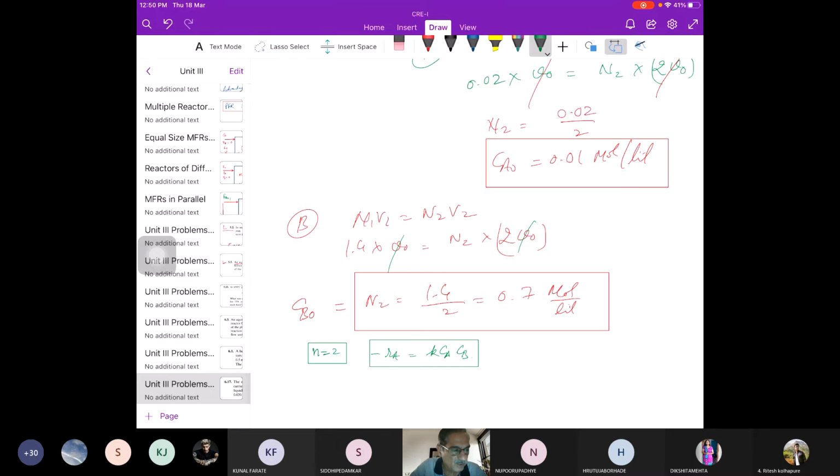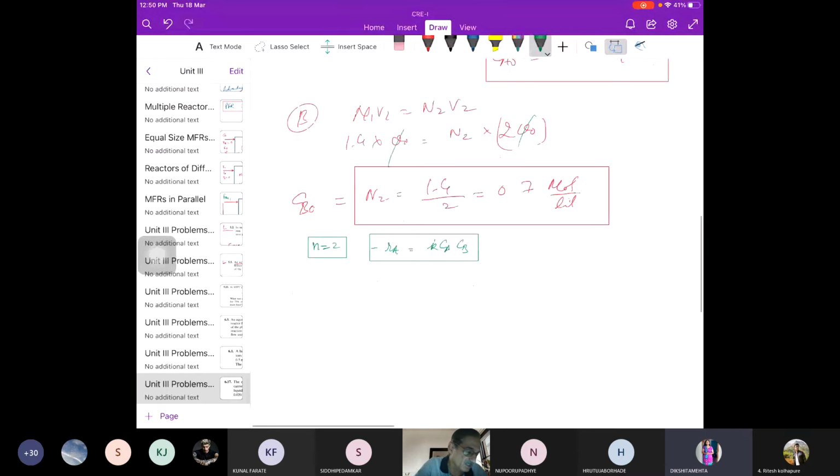CB naught और CA naught वैल्यू लेके कुछ कंक्लूजन निकाल सकते क्या हम? CB naught is greater than CA naught. CB naught is much greater, not just greater, much greater than CA naught. 0.7 moles per liter, and this is 0.01 moles per liter.